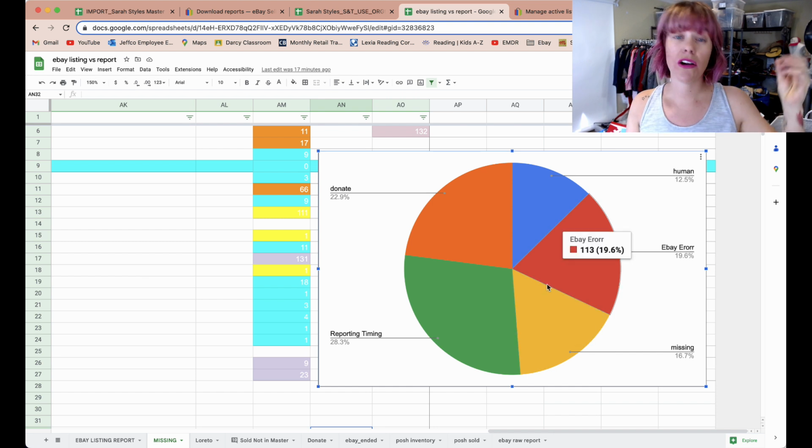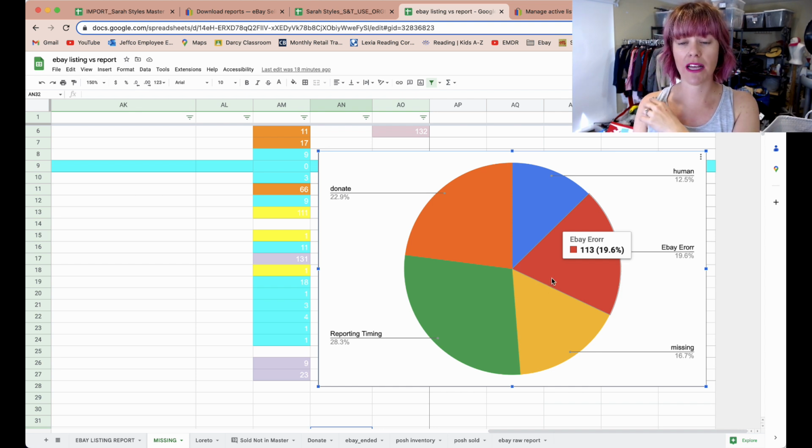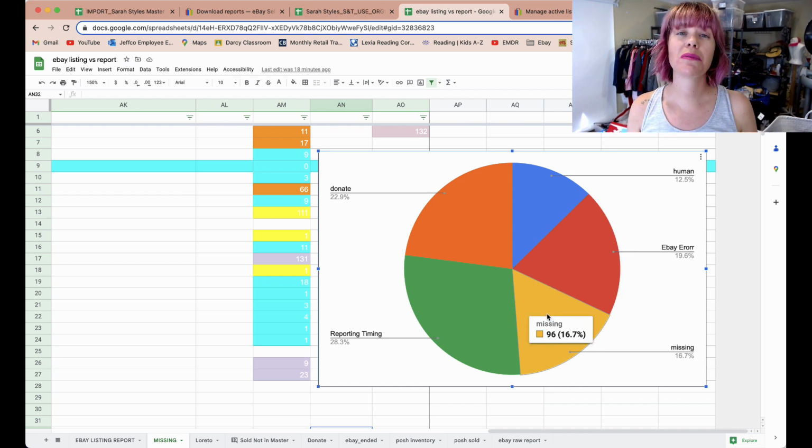Some of them as well are still on Poshmark for whatever reason, so I can just cross list back from Poshmark and fill out some more item specifics. Friends, this one is what's disheartening. 96 of them are just completely missing.